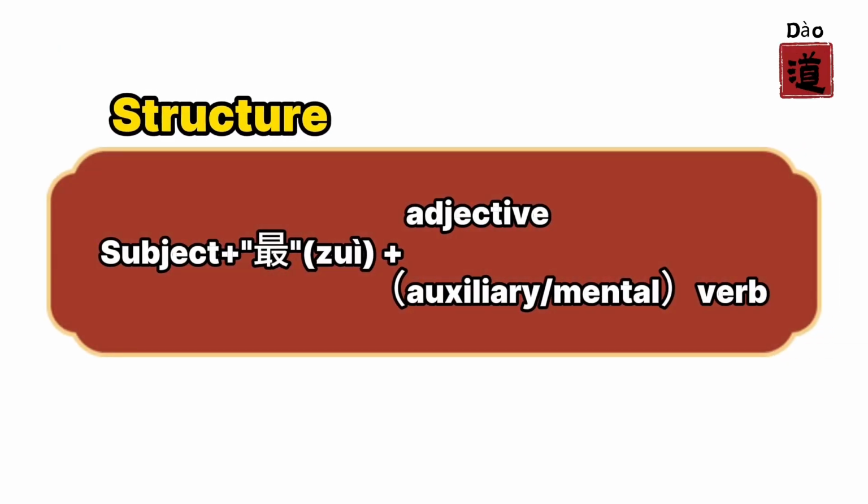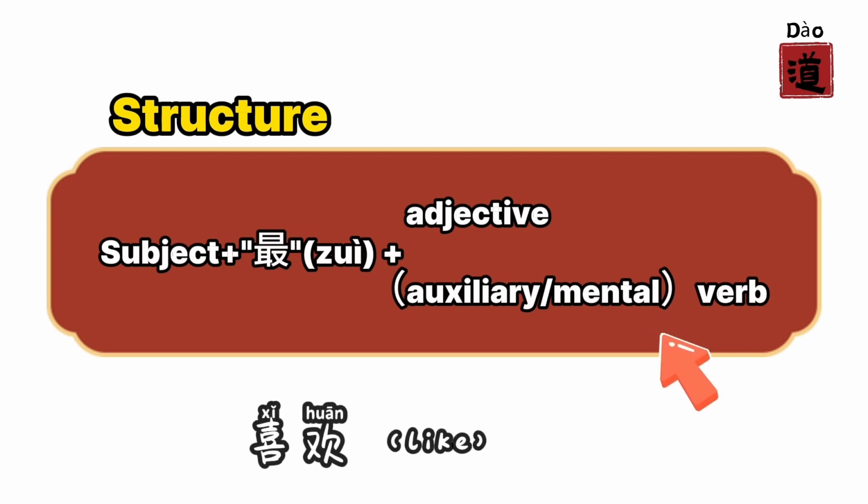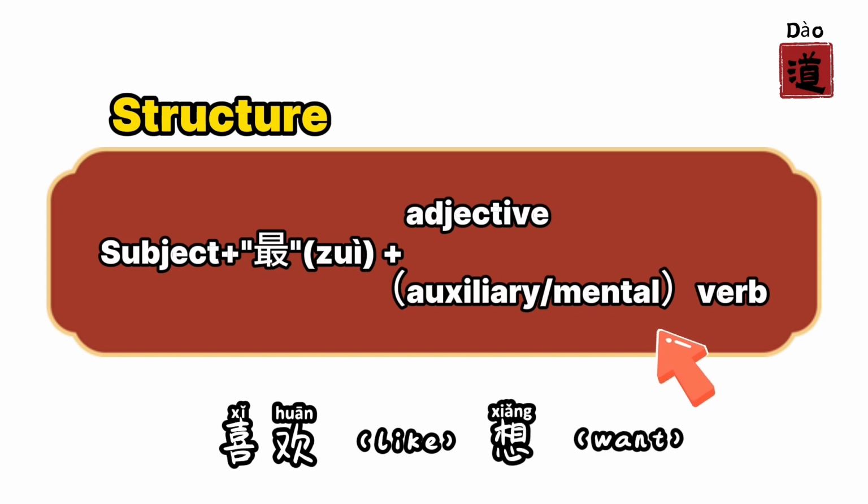Let's see this structure. Subject plus 最 plus adjectives and verbs. The verb must be an auxiliary verb or a mental verb, such as 喜欢, 想.